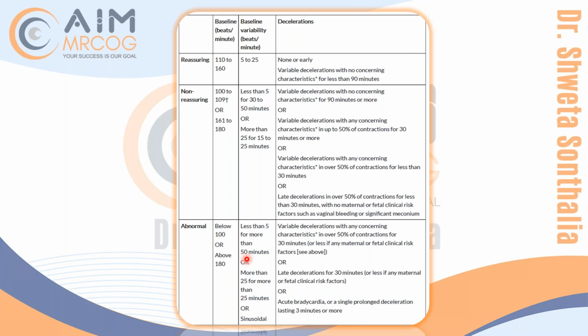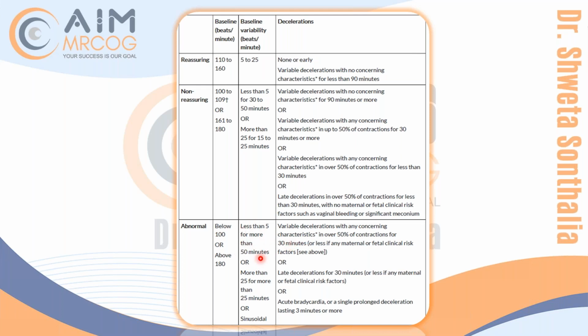The problem is they give you very short trace, maximum of 30 minutes or even sometimes lesser than that. So be careful how many minutes CTG they have given to you. Accordingly, only they will give you the characters of the CTG so you can make an inference of that. So less than 5 for more than 50 minutes. Again, more than 50 minutes, you'll remember as 51 minutes, 51 minutes or more.